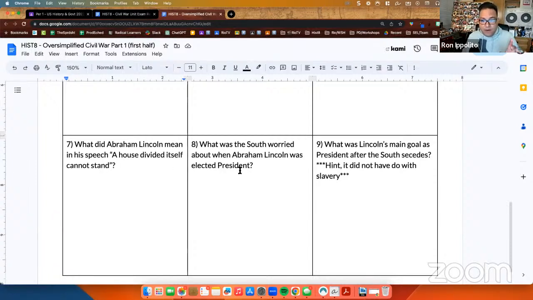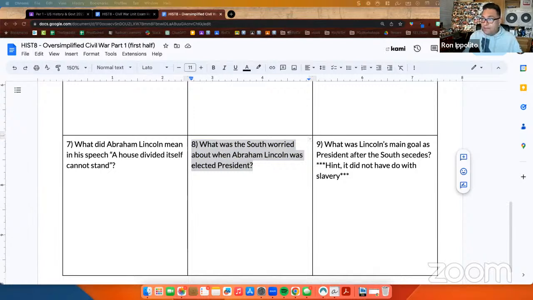The other thing that I want to point out from this assignment: what was the South so worried about when Abraham Lincoln was elected president? If you recall, there are some callbacks to our lesson on the election of 1860. I did not put that in the study guide, but I'll go ahead and pull that up since you're here, loading it up over here on my other screen. After the election of 1860, and by the way, Lincoln won by an electoral landslide, right?